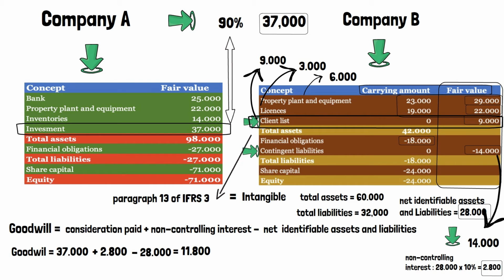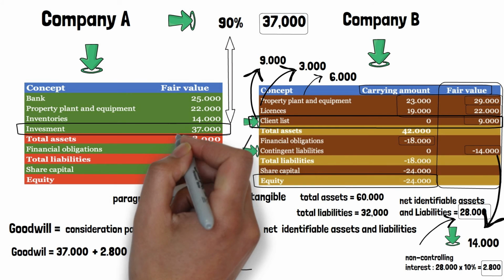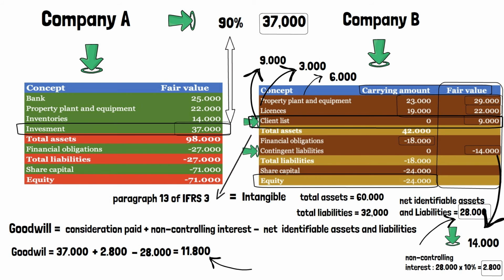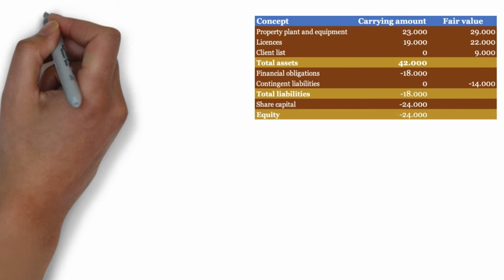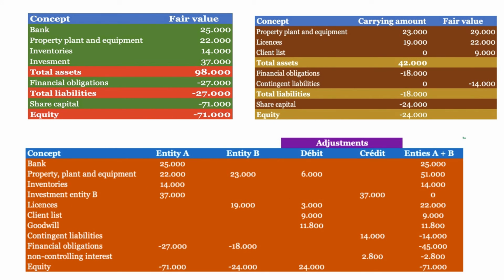The customer list, for being generated internally, and the contingent liability, because it is not a real liability. However, as we said before, it is necessary to recognize these elements in a business combination. On the other hand, it is necessary to recognize the non-controlling interest for 10% and the goodwill. And finally, we must eliminate Entity B's equity and the investment initially recognized by Entity A. So, we have the following information when consolidating the financial statements of Entities A and B into a single reporting entity.